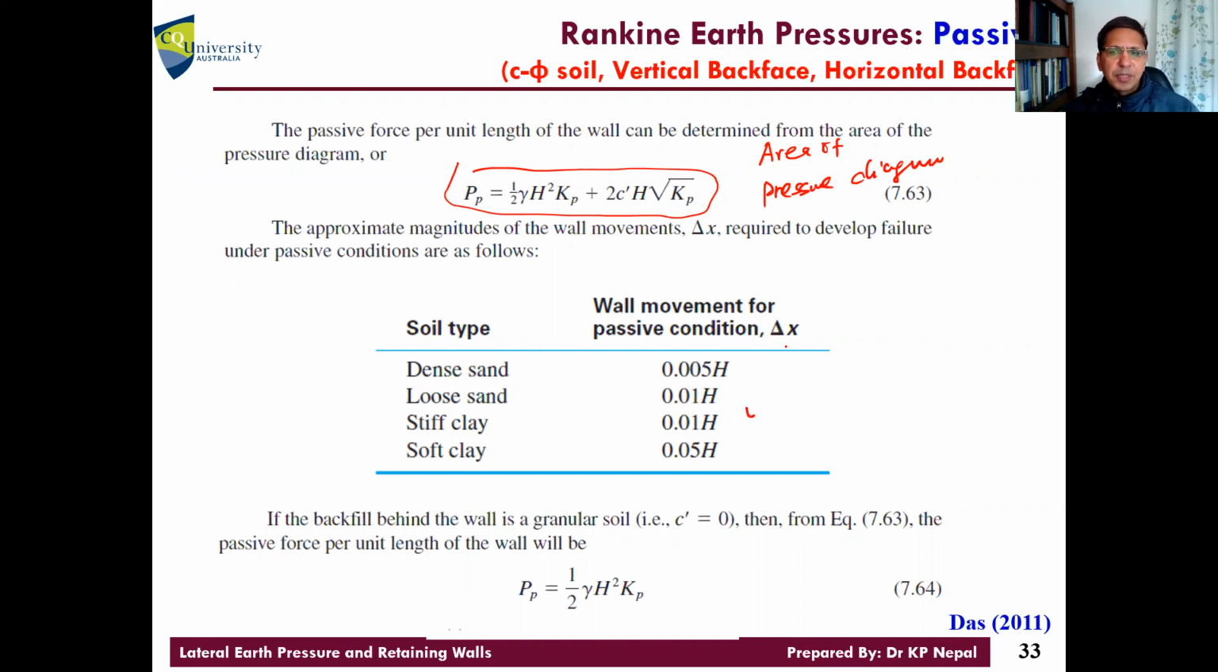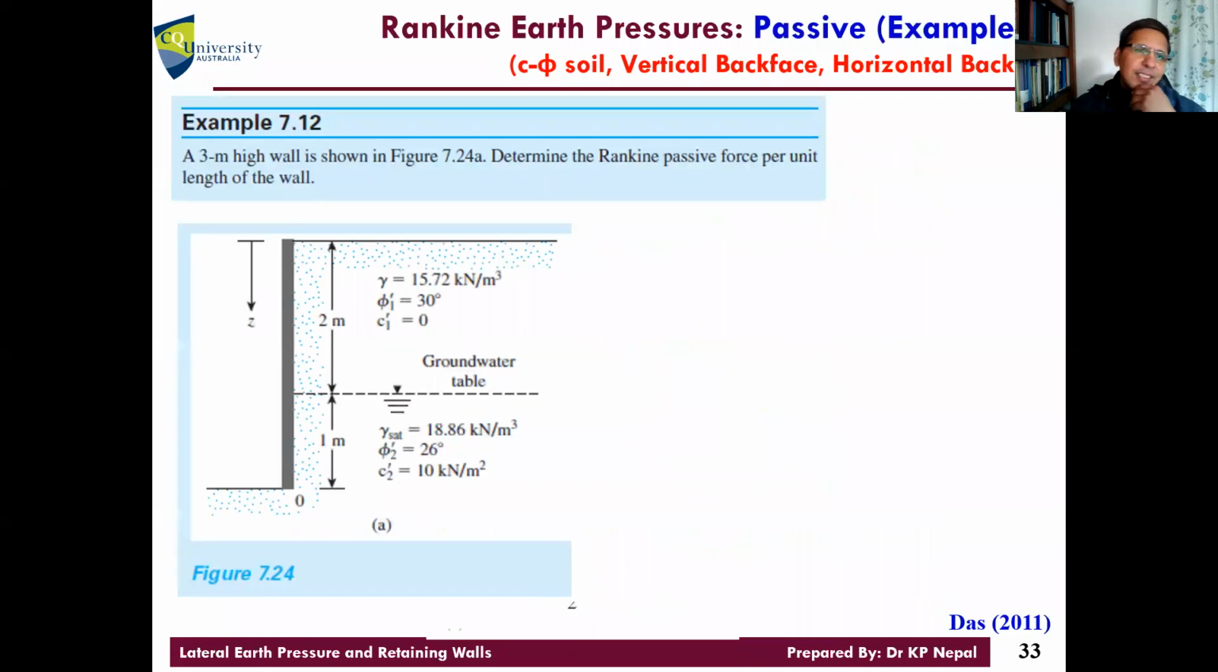I think that's the table I already showed, for different movements and different types of soils, we use the passive pressure calculations. When C equals 0, not c-phi soil, it's only phi soil, then we can simply ignore this part and only consider this part. Okay, similar structure as we learned in the active case, but let's do one problem, then we will be able to understand.